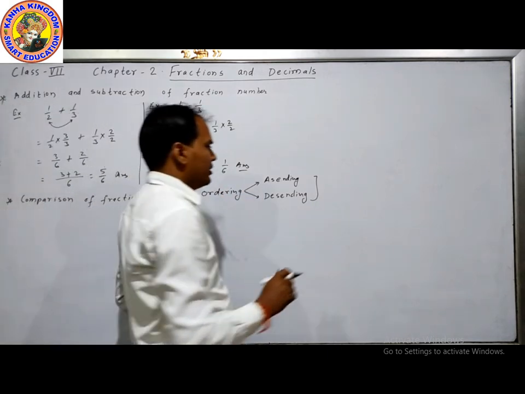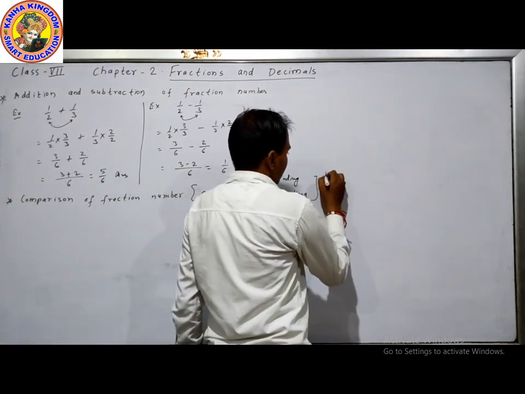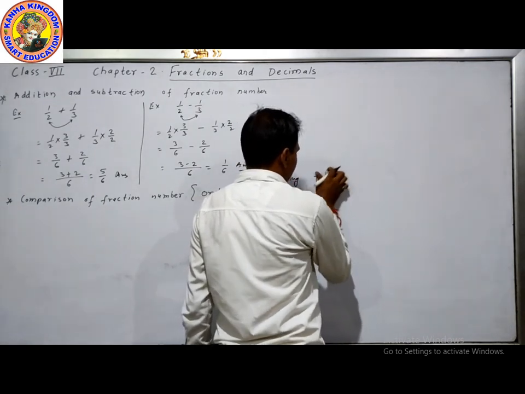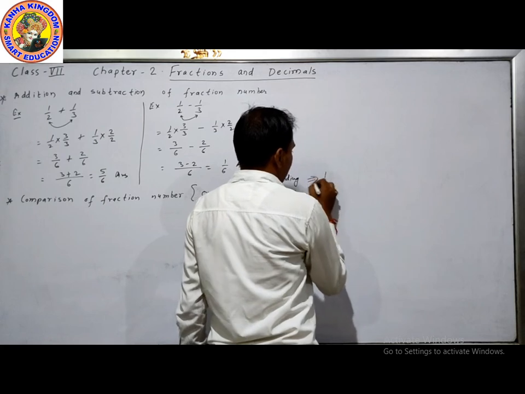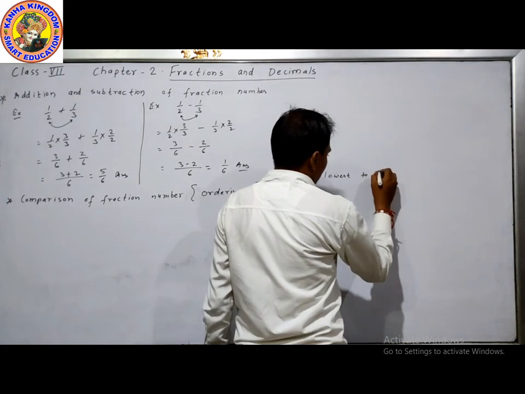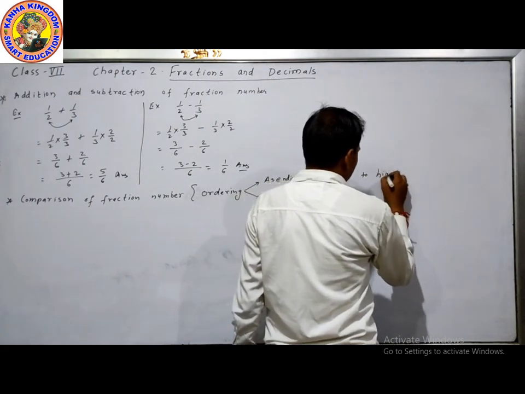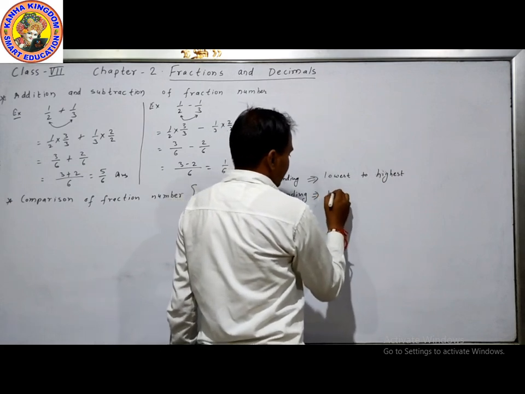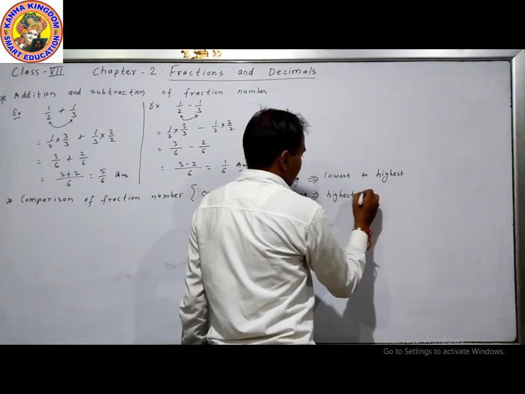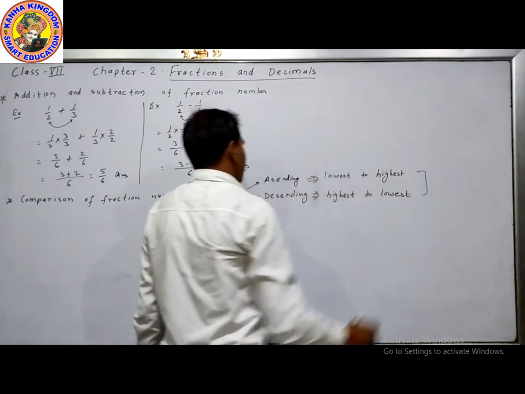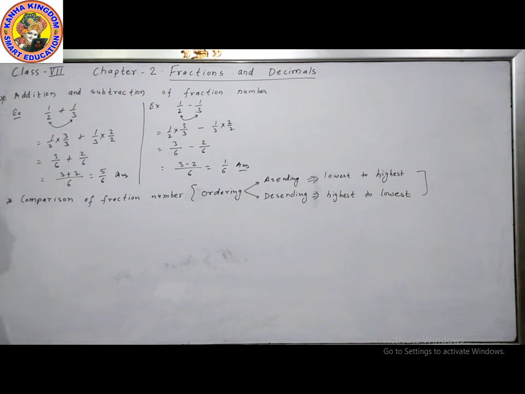In ascending order, we will take numbers from lowest to highest. In descending order, we will take the highest number first, then the lowest will be the last number. These are ascending and descending order. How to compare?